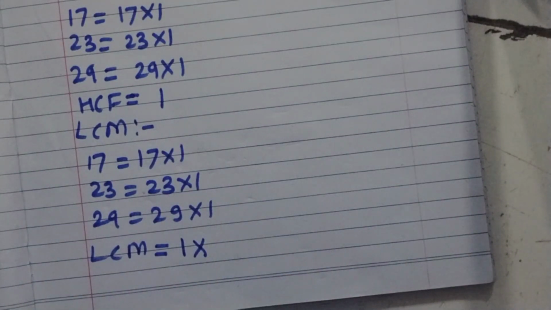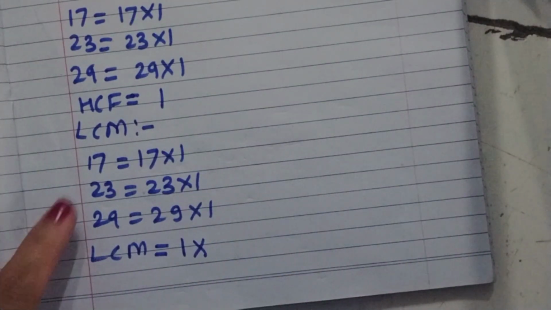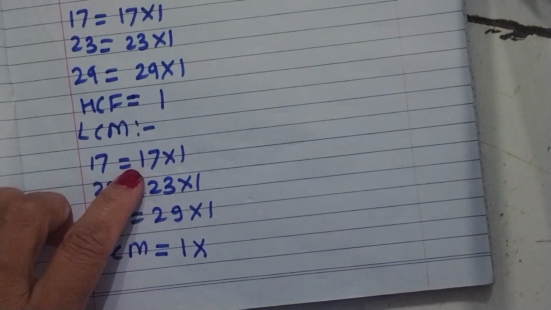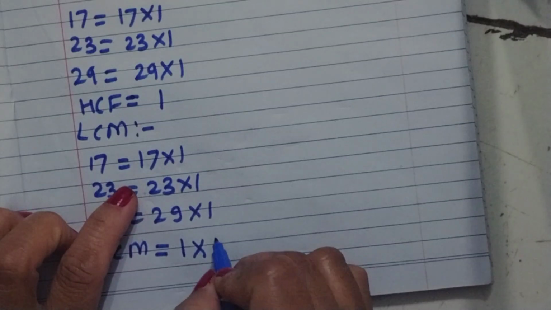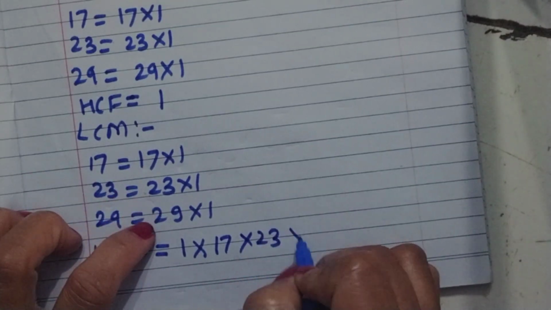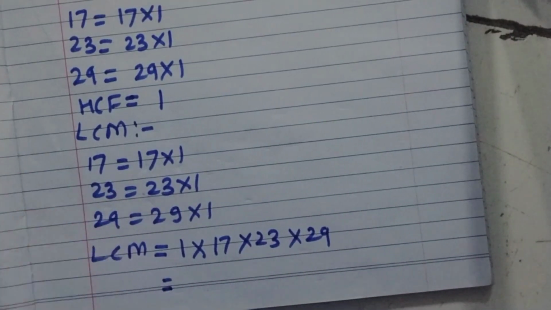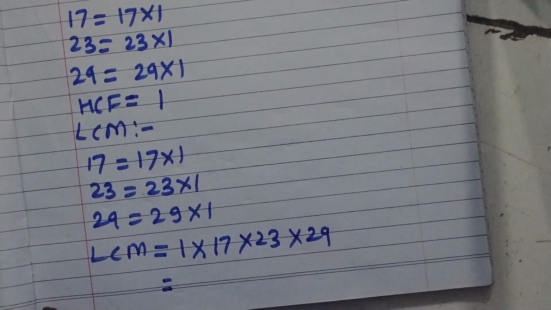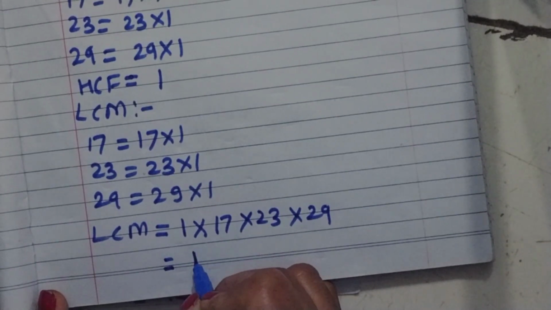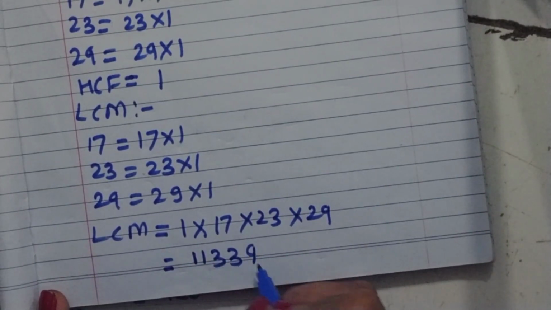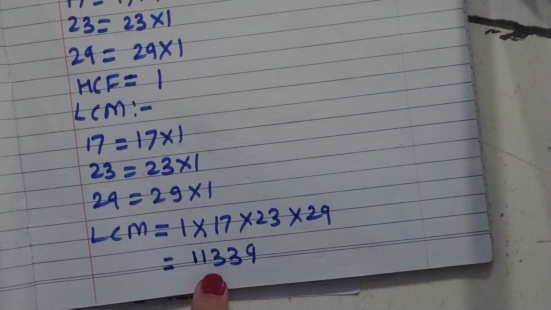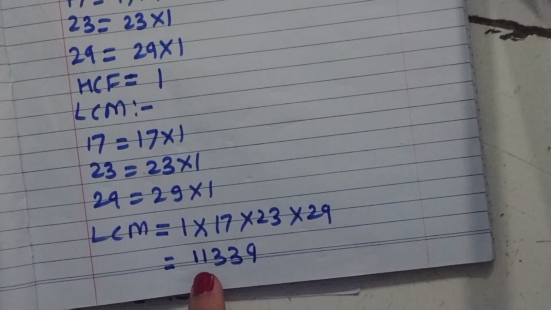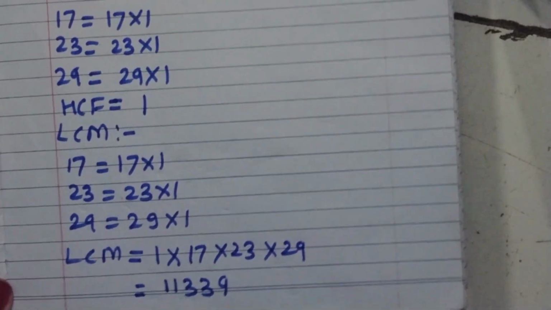Now in case of LCM, we also write the factors which are not common among 17, 23 and 29. So factors which are not common are 17, 23 and 29 here. So we write 17, this 23 and 29 also. So when 17 is multiplied by 23 and then multiplied by 29, we get product as 11,339. So LCM of 17, 23 and 29 is 11,339.